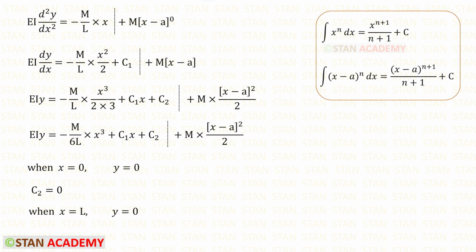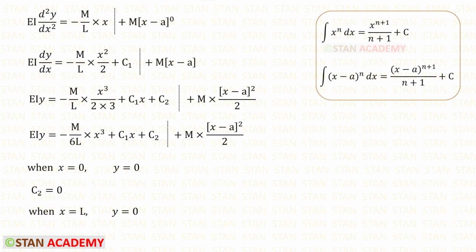At point A, there is a vertical support. If there is vertical support, there will be no deflection. So when x is 0, the deflection y will be 0. We can apply these two in this equation. When we do that, we should not take these because this term is only applicable after the point C. Let us apply these in this one. This will be 0, this will be 0, this will be 0. So for C2, we will get 0.